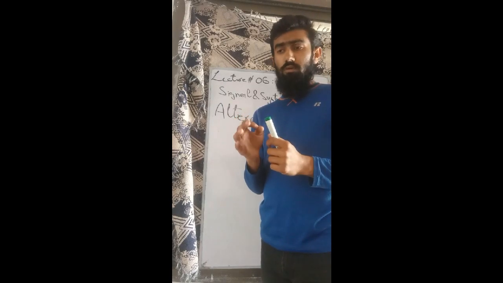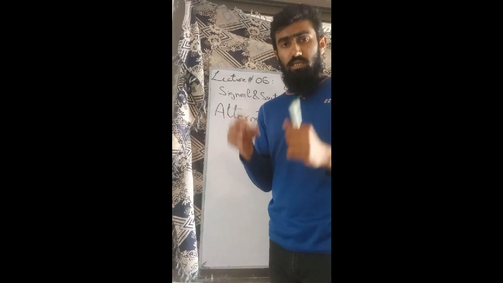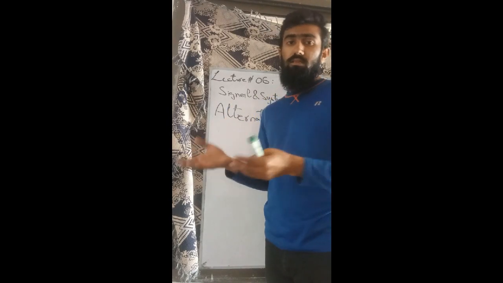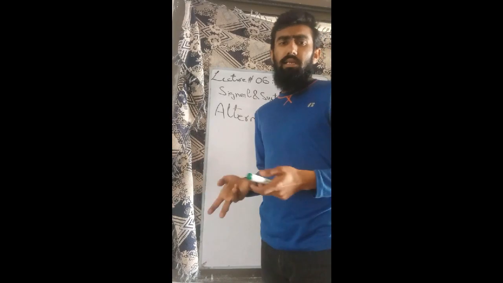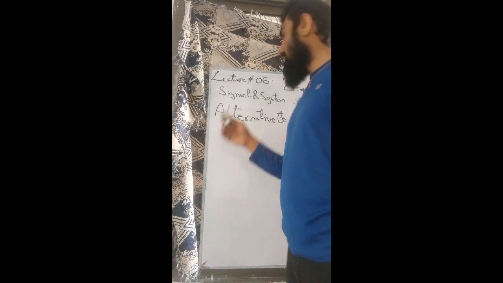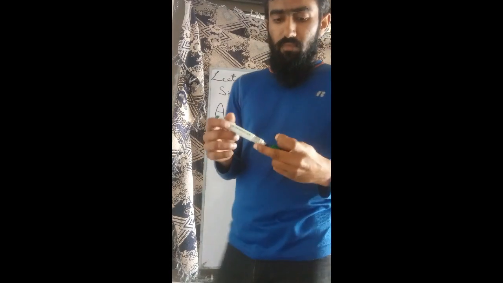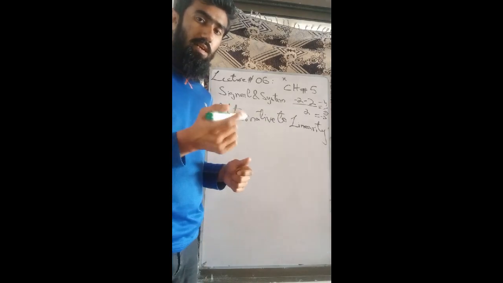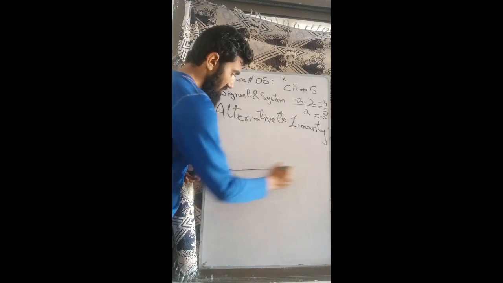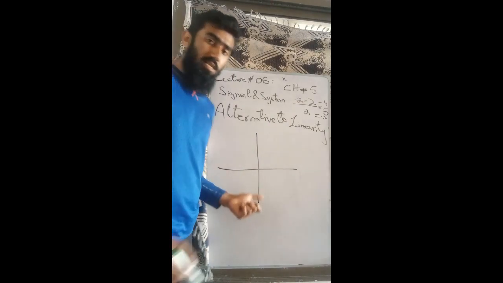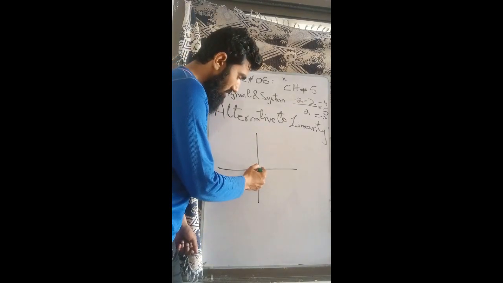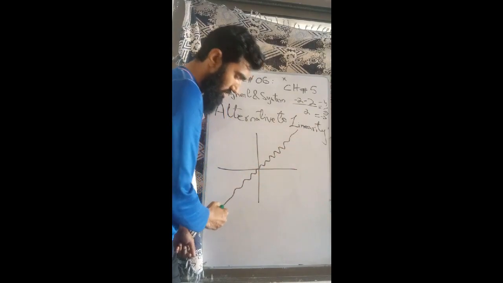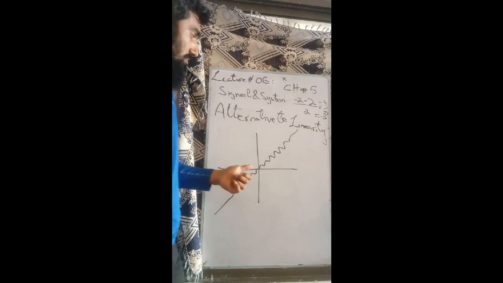There may be some systems where we can do some approximation, and we can say that these signals are approximately linear. That is what we call alternative to linearity. I am giving an example with the help of a graph so that you can understand it easily. Let's suppose I have a signal, and this is the response of a system.